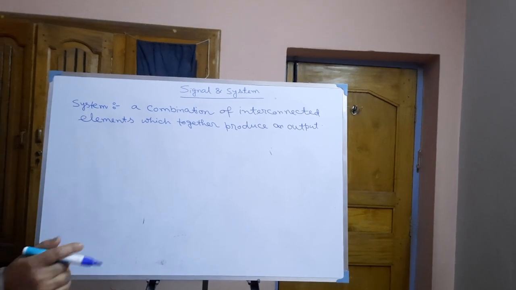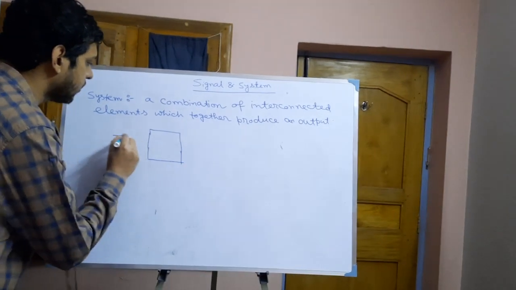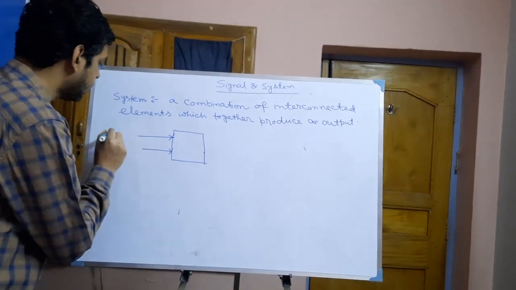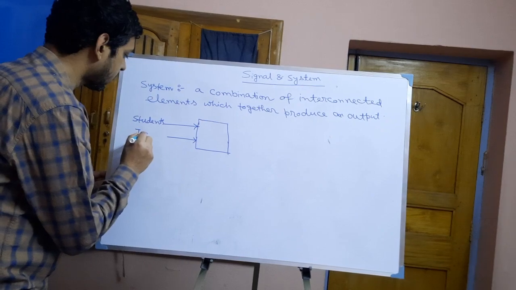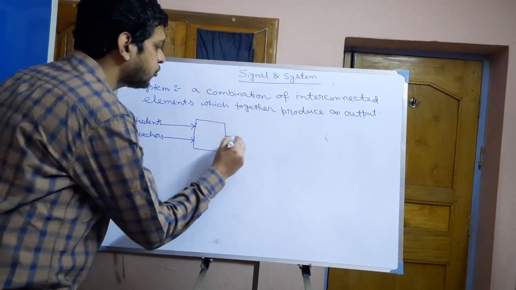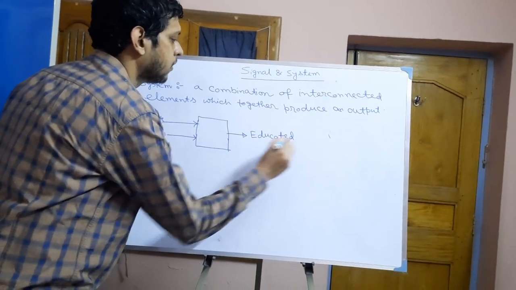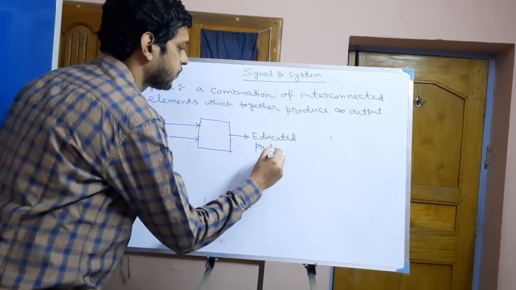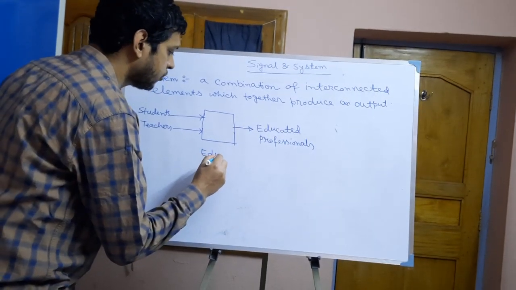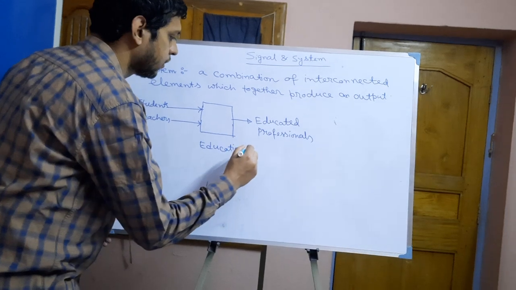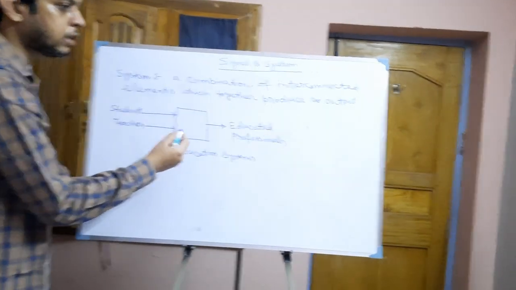As for example, let us take the example of an education system. Here the input is say students and teachers, and the output is the educated professional. This is what an education system is. The elements here are schools, colleges, etc.